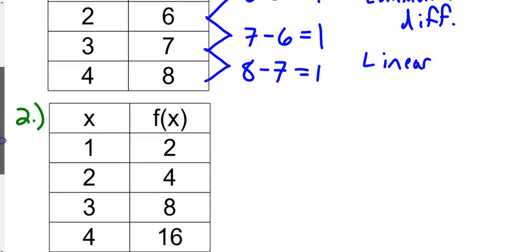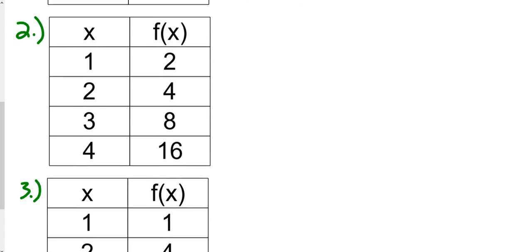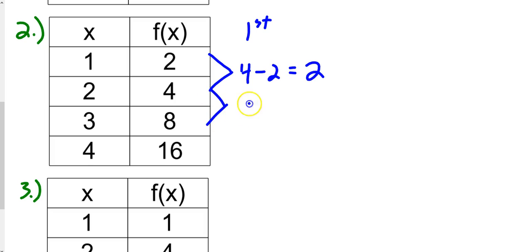So let's take a look at graph 2. Let's figure out what this guy is. Well, if I look at this guy, if I take 4 minus 2, because we're going to check first differences. If I take 4 minus 2, I get 2. If I take 8 minus 4, I get 4. Well, right away, those don't match. So I'm going to stop right there. So maybe it's not linear. Well, we're going to do another idea.